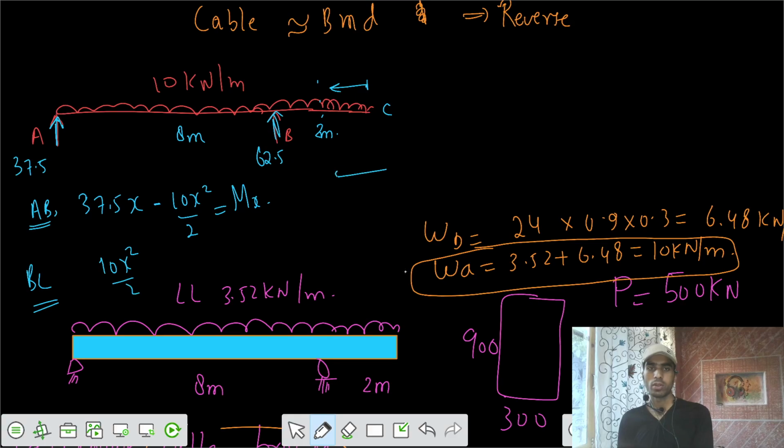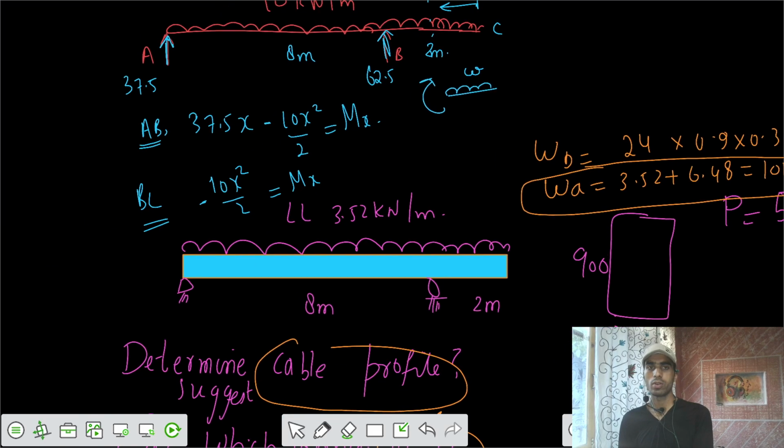I'm going to cut the section in this way, so there is some moment and there is some w, and both are in the same direction. So your moment equation here would be minus 10x squared by 2. This is your moment equation for the two spans; on the two sides we have two different equations.